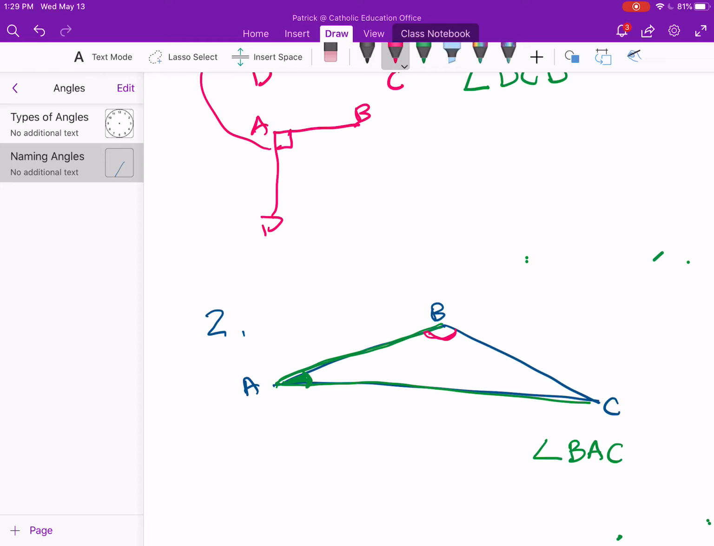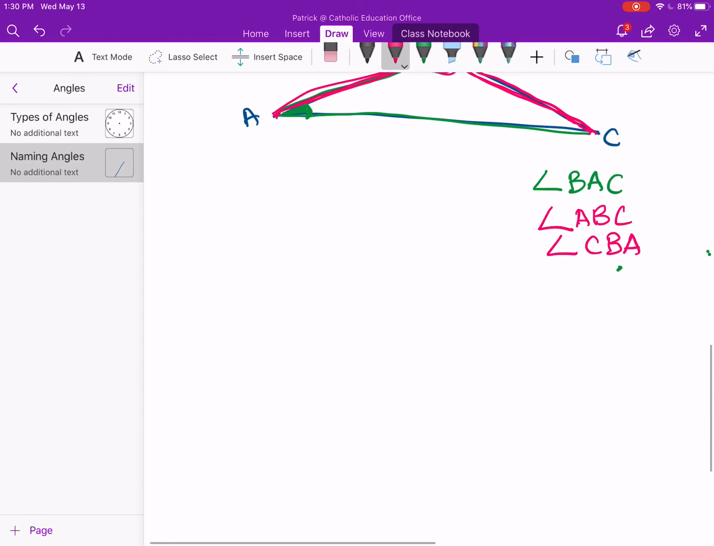All right, this one, the pink angle. B has to be in the middle. I could start from this side to go to B, or I could start from C and go to B. It doesn't matter which way. I'm going to start at A to B, and then B to C to make that angle. So it would be A, B, C. Or it could be C, B, A. All right. Complete this in your book, and then you're all done.